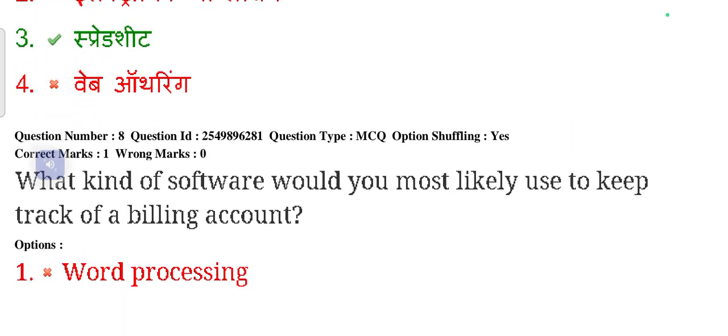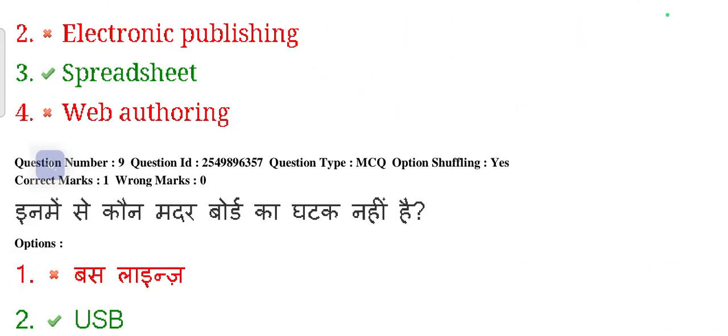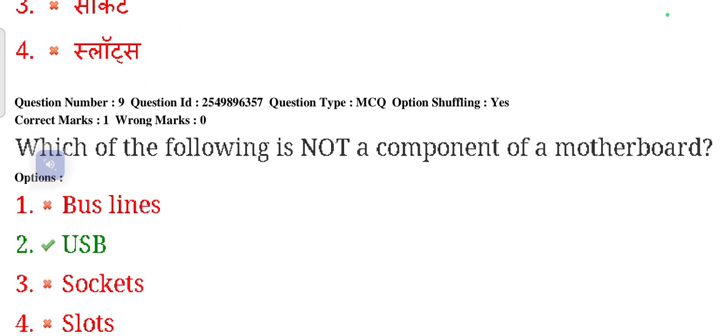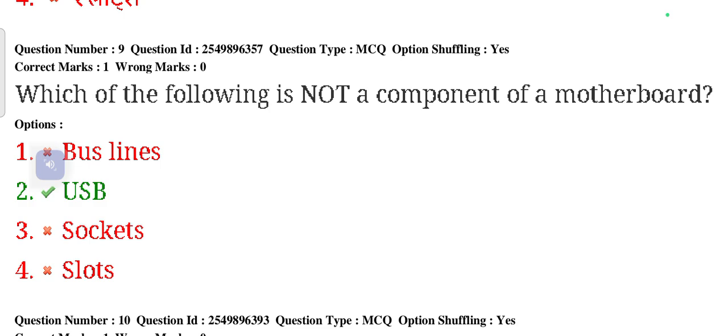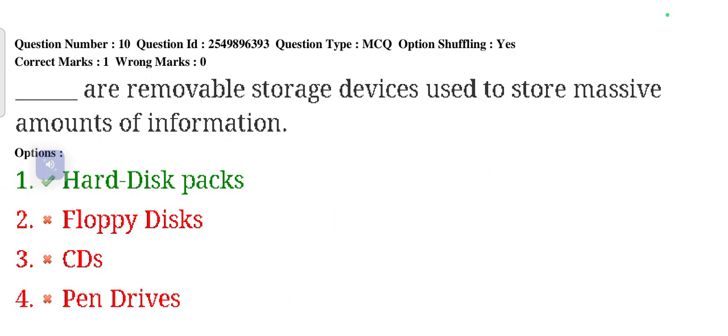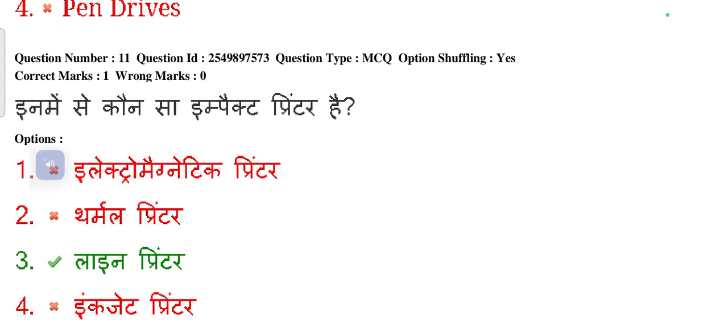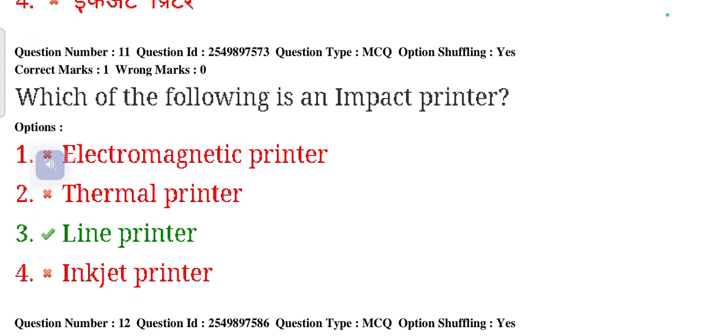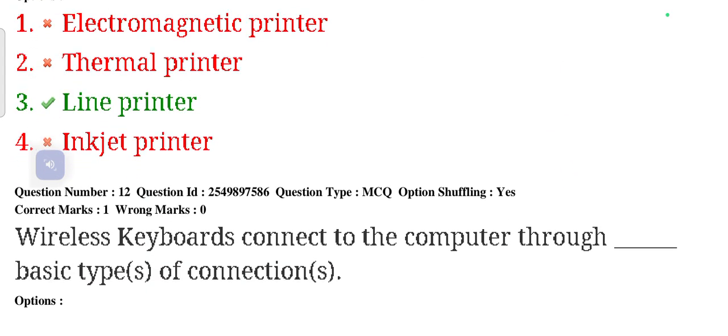What kind of software would you most likely use to keep track of a billing account? Spreadsheet. Which of the following is not a component of a motherboard? Bus lines, USB sockets, slots. Answer: USB. Dash are removable storage devices used to store massive amounts of information. Hard disk packs. Which of the following is an impact printer? Line printer. Wireless keyboard connect to the computer through dash basic types of connections.